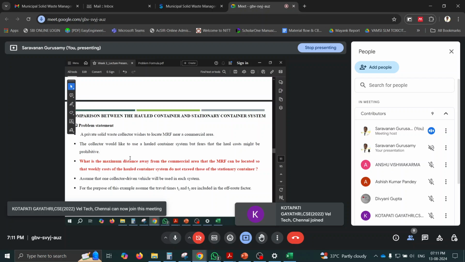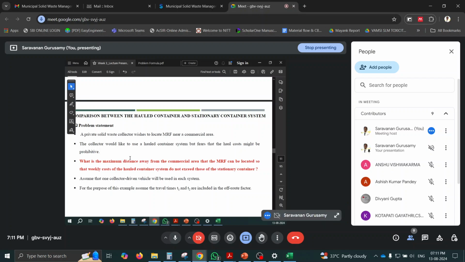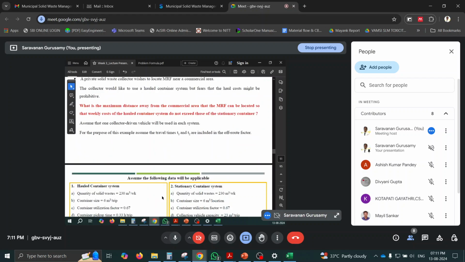So here, a private waste collector wants to construct a material recovery facility near a commercial area. He wants to analyze which system is suitable for the case. So it may be a hauled container system or a stationary container system. But where he wants to construct the MRF should be cost effective. So he wants to find the distance, that is the X, how many miles away we have to note down, we have to calculate. For that, the hauled container system should be more cost effective than the stationary container system. That's what we are going to find.